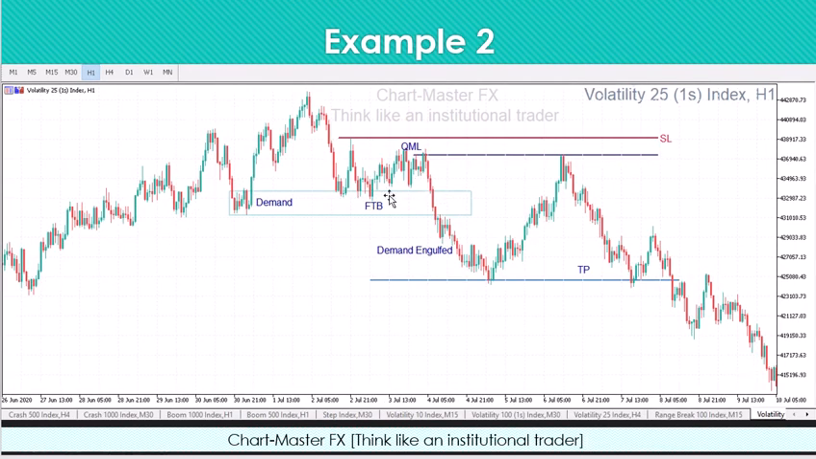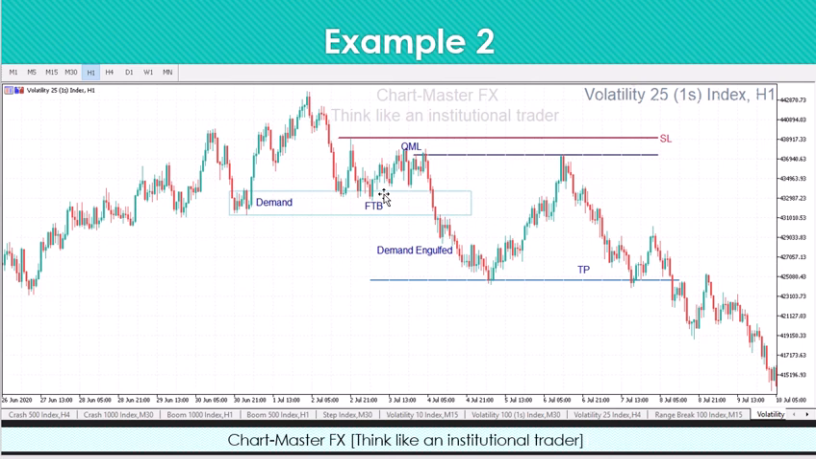So let's go to example number 2. We are on the Volatility 25 (1s) index H1. So guys, as you can see here, we have our demand. What happened with this demand? There was a first visit, second visit, third visit here. So generally the price came to visit the demand. The first time back, or the visit, should be at least 1. If you have 1 visit, it's fine. Even if you have 2 or 3, it's fine as well. But even 1 visit is okay.